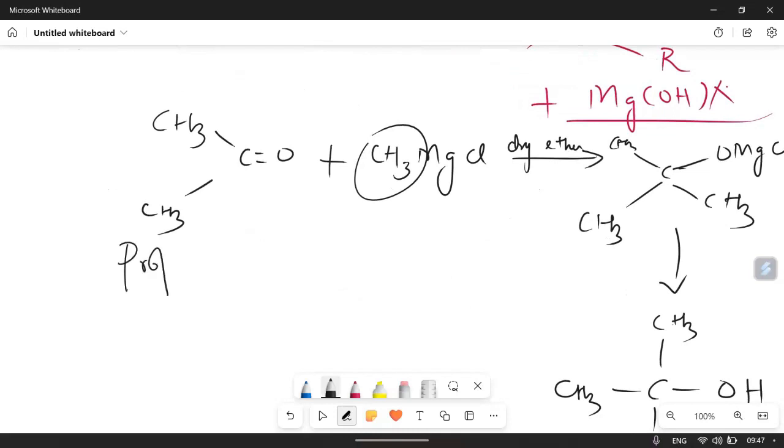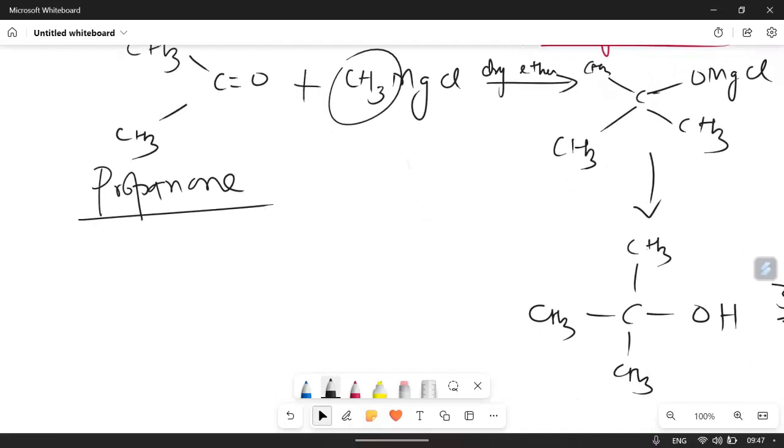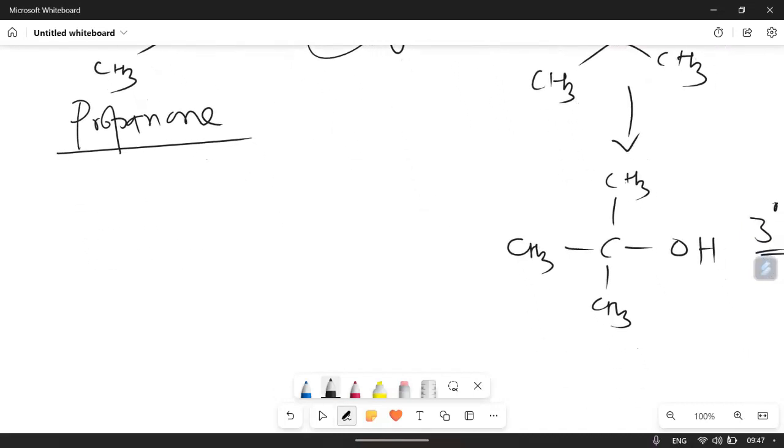From ketone, what is formed? 3-degree alcohol. So this is the easiest method to understand. I hope you are able to understand this.